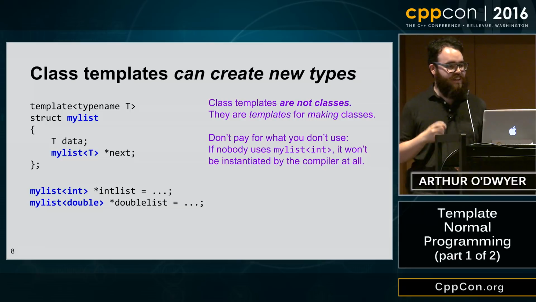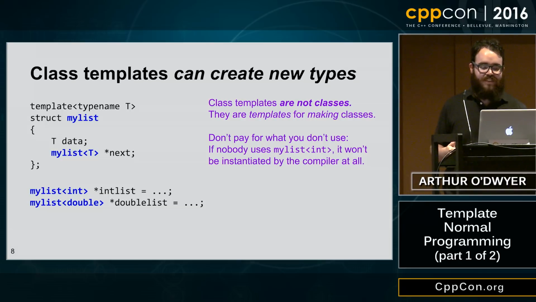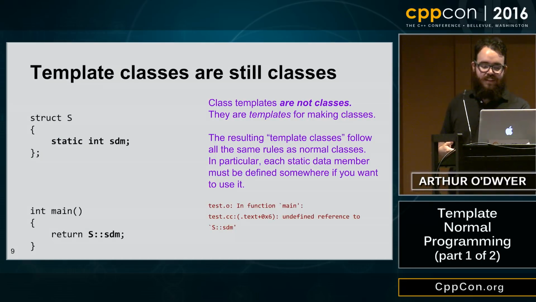Again, a class template is not a class. It is a template for making a class, making many classes that follow the same basic outline of stuff. And don't pay for what you don't use. If nobody uses my list of event, it won't be instantiated by the compiler at all.